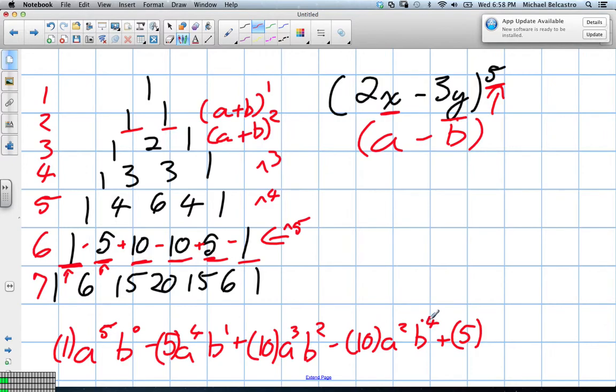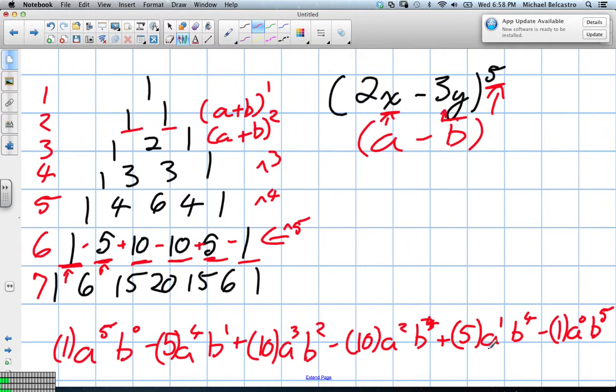Would it be 3, sorry? Oh, yeah, sorry. That would be 3. Good. Next one will be a to what? a to 1. Yeah, b to 4. And then finally, what's our last one going to be? Well, minus 1. Minus 1. a to what? 0. b to the 5. Exactly. So we actually have our a and b values right here.